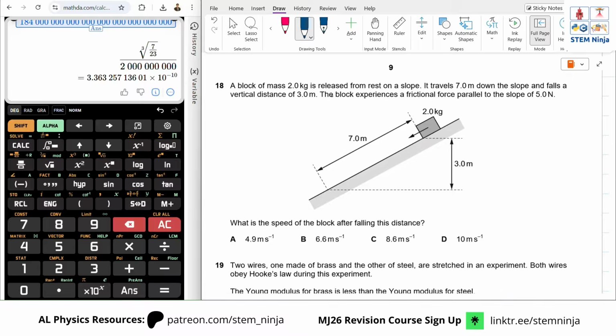A block of mass 2 kgs is released on a slope. It travels 7 meters down the slope and falls a vertical distance of this. A block experiences a frictional force parallel to the slope of 5 newtons. What is the speed of the block after falling this distance? Okay, so in the last video we discussed the inclined planes. So first off, we need this angle. This is the weight, this is the 2g, so the component of the weight parallel to the inclined plane would be 2g sine theta, and frictional force is obviously opposing the motion, so 5 newtons.